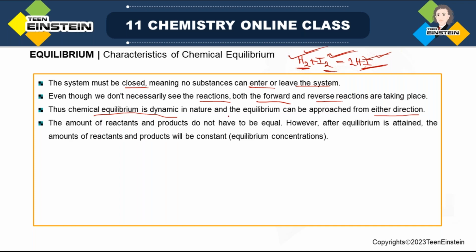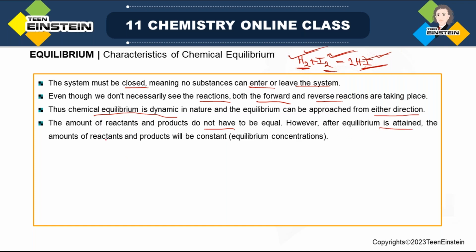The amount of reactants and products do not have to be equal. Don't think that when equilibrium is reached, the amount on the product side and the reactant side is the same, that is, the same concentration. No, we are not talking about that. We are just saying that there is some fixed concentration of the reactant side and product side species, but not necessarily equal.